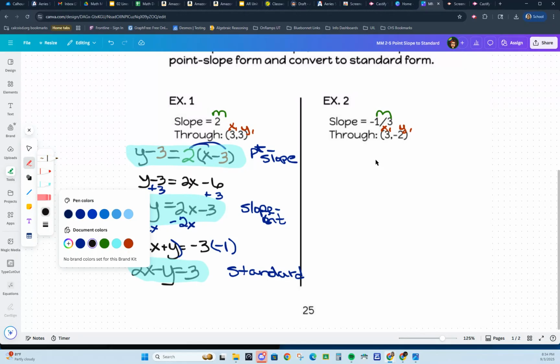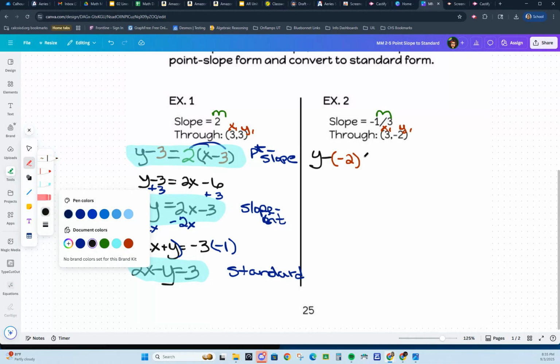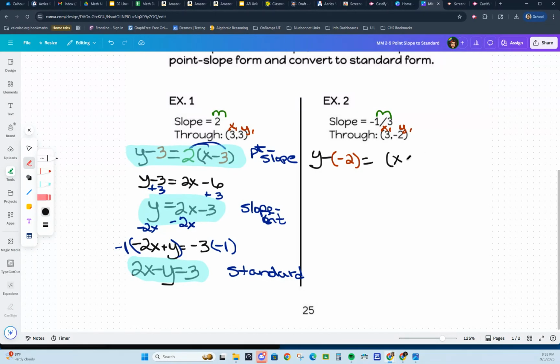Starting with our y minus, we've got this negative 2 there. So what I'm going to do is put that negative 2 in parentheses. So we have y minus negative 2 equals our slope times x minus our x1. So our slope is negative 1/3, and our x1 is 3.